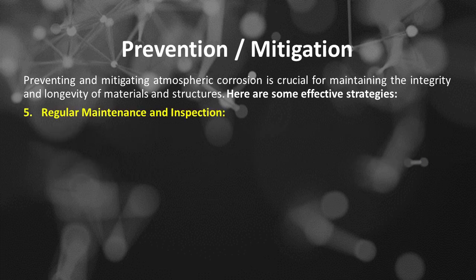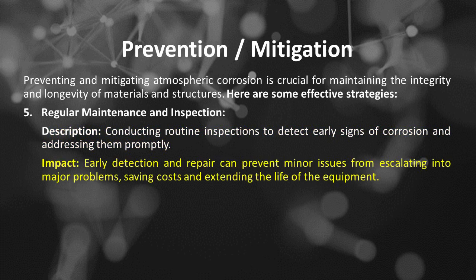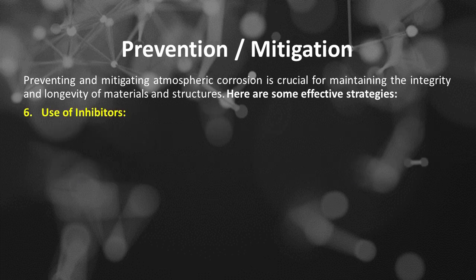Number 5 is regular maintenance and inspection. Regular maintenance and inspection description. Conducting routine inspections to detect early signs of corrosion and addressing them promptly. Regular maintenance and inspection impact. Early detection and repair can prevent minor issues from escalating into major problems, saving costs and extending the life of the equipment. Number 6 is use of inhibitors.